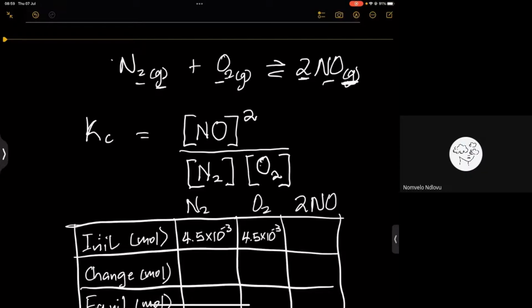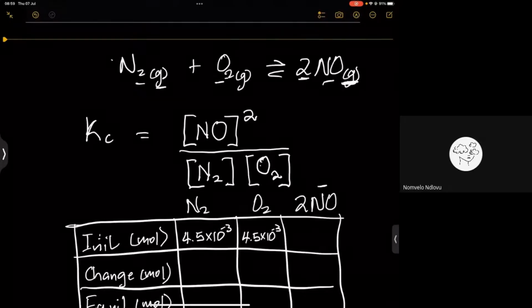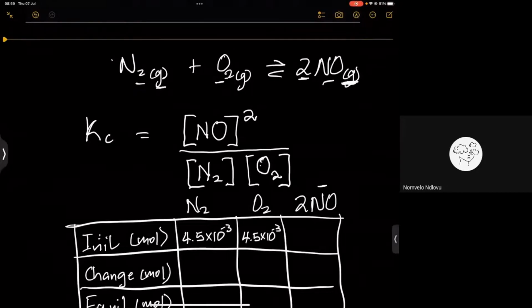nitrogen, right? Now remember, the fact that they said to us they were placed in an empty container, what does that mean? It means at the time we had not formed nitrogen monoxide. So it means that the initial amount of nitrogen monoxide would actually be 0. I hope that makes sense to all of us, ladies and gents.